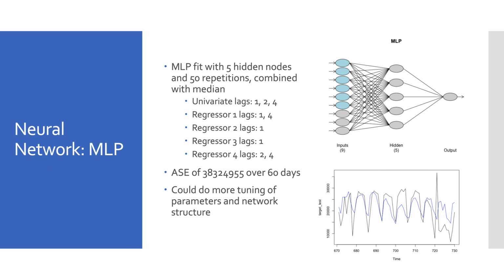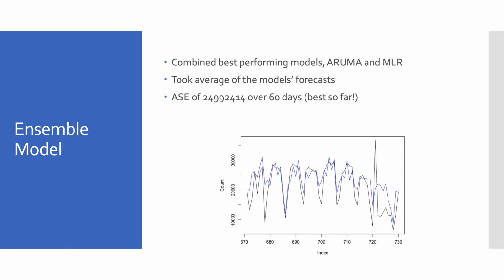Next, I tried a neural network. This is a multi-layered perceptron, which has 9 inputs for various lags of all the variables, as well as 5 hidden nodes, and then 1 output, which is the forecast. This gets an ASE pretty close to ones we had before, which is a good sign because this was run with mostly default parameters. So with more parameter tuning and trying out new network structures, I think this one is promising.